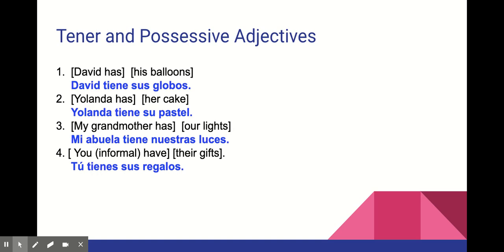So here are your answers. David tiene sus globos. Yolanda tiene su pastel. Mi abuela tiene nuestras luces. And tú tienes sus regalos. Again, make sure you're making everything agree. Masculine, feminine, singular, and plural.